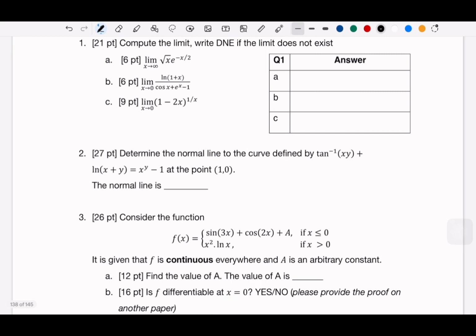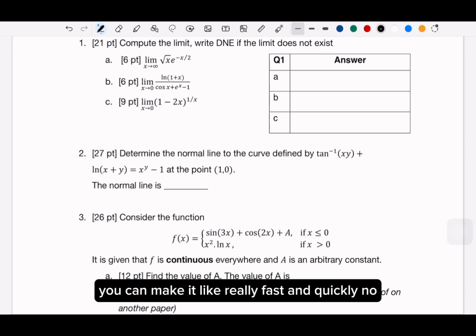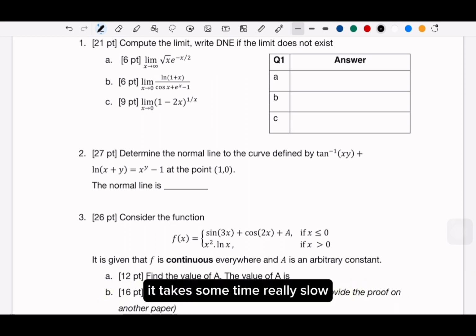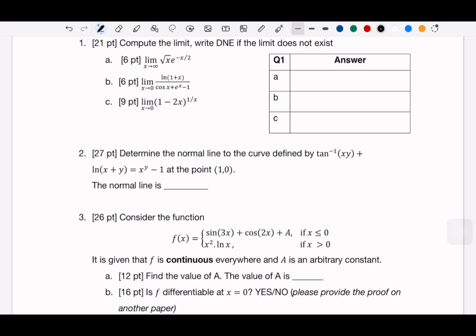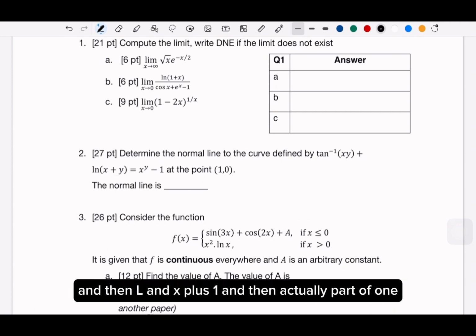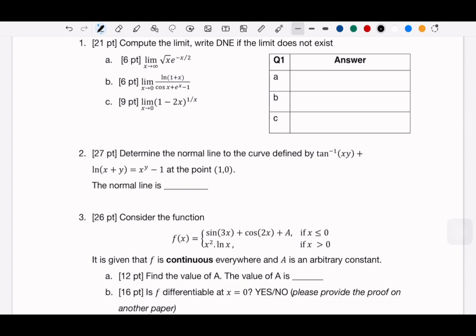Okay, so I hope everyone tried number 2. This type of question is not something you can do really fast, really quick. No, it takes some time, really slow. First, you can analyze first, identify first. Tangent inverse of xy, okay, we have that, and then ln(x plus y), and then x to the power of y.